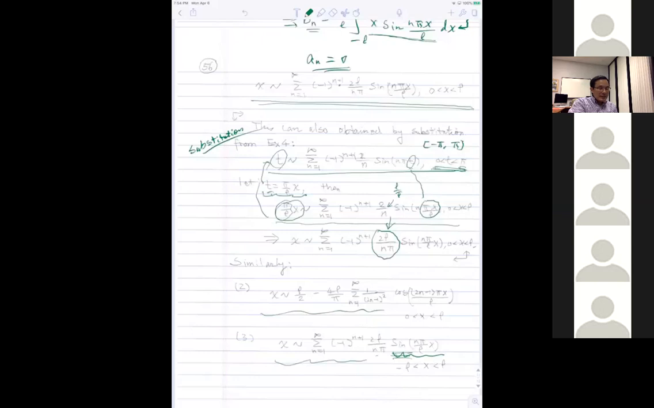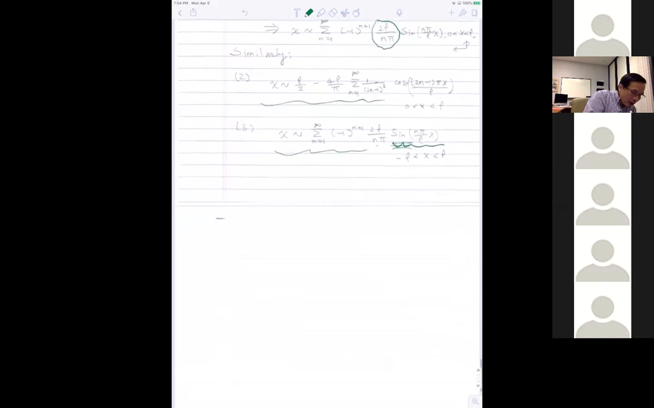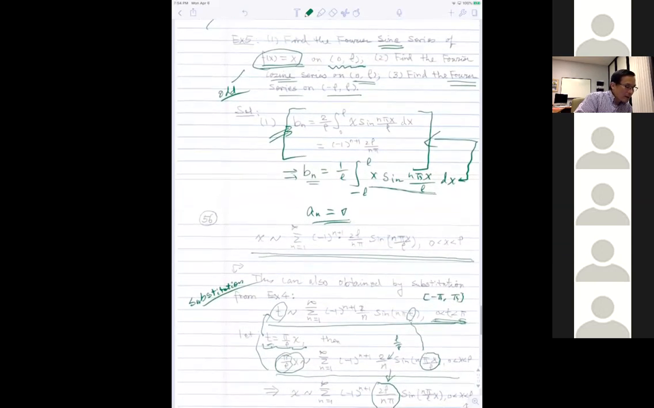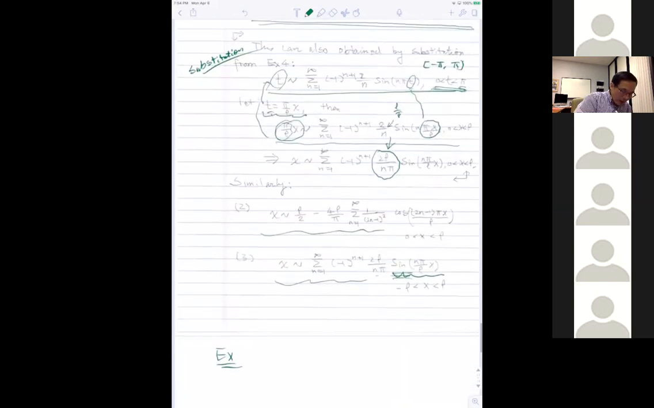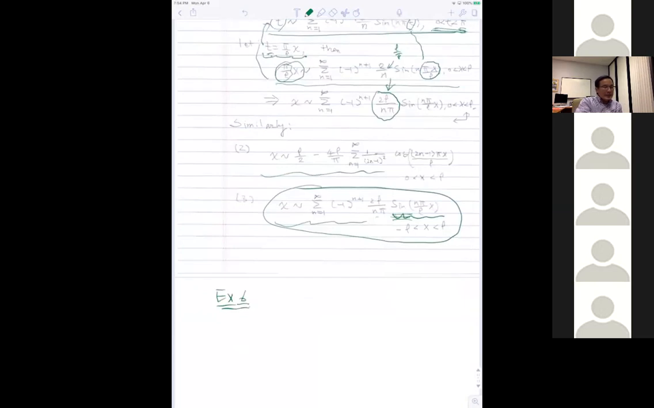Okay, so this is actually the end of this section. But let me just give one further example. Example 6. The bad thing about this Fourier series is that it's an infinite series, so the sum sometimes is not easy to find.